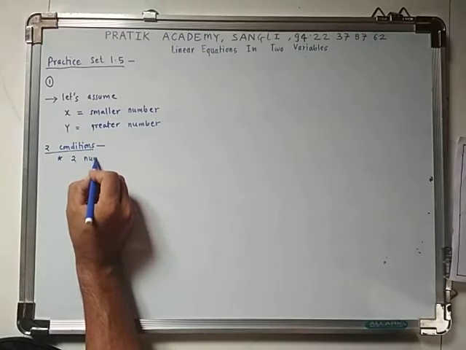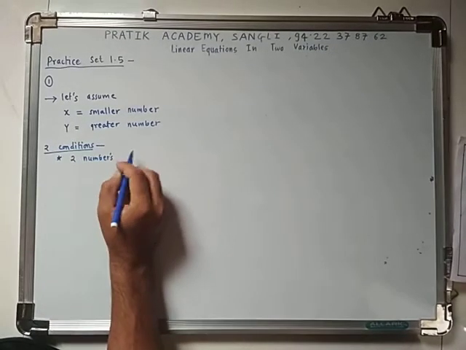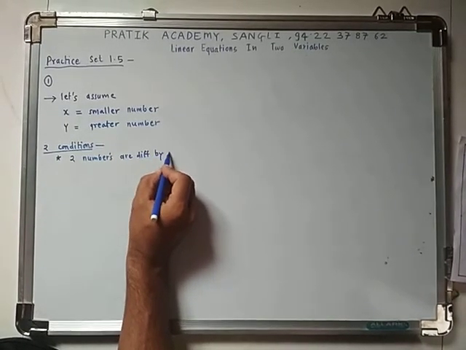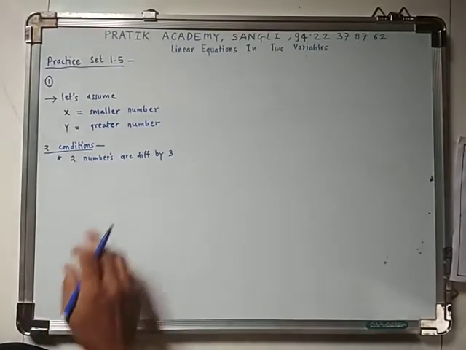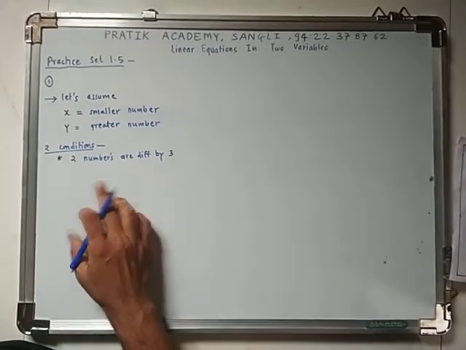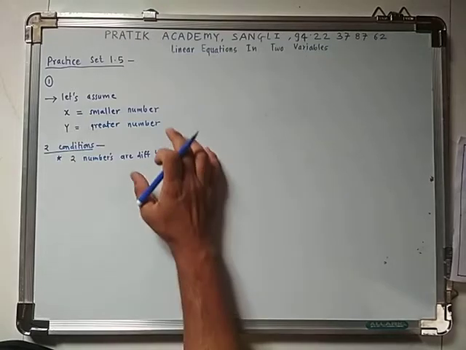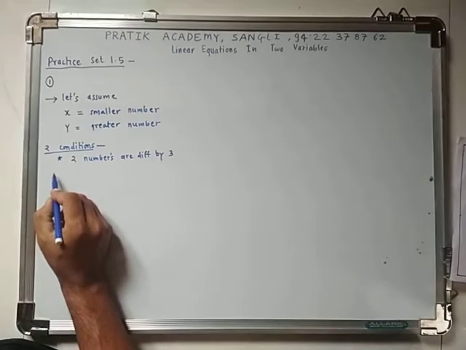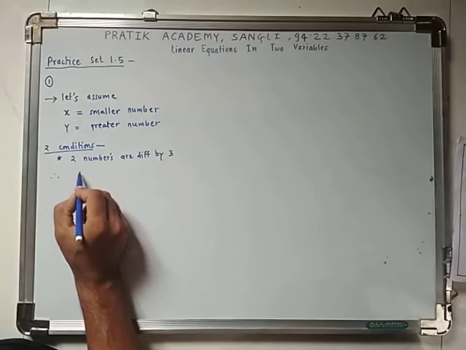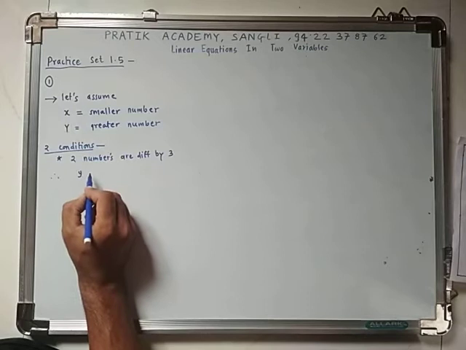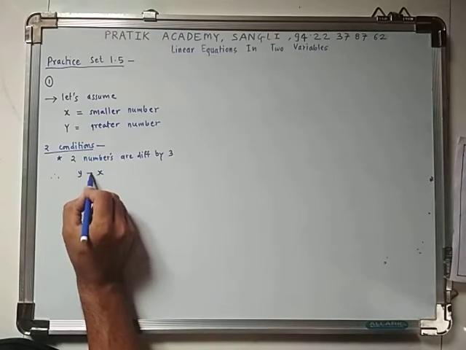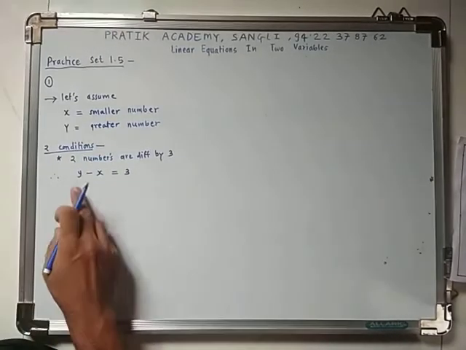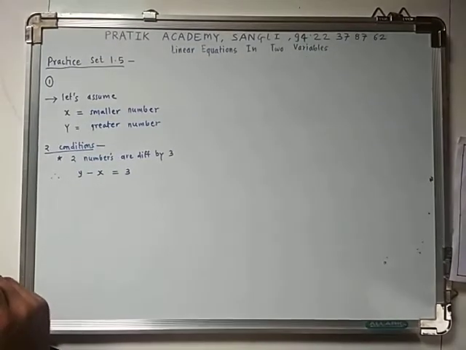Two numbers differ by 3. What is the meaning of this statement? The meaning is that the difference between the greater number and the smaller number is 3. So we have greater number y, smaller number x, and the difference is 3. Okay, so y minus x is equal to 3.